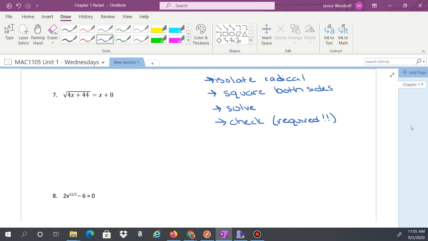So if it starts with a square root in the equation, the other one had a cube root. Yeah, so it starts with a square root.